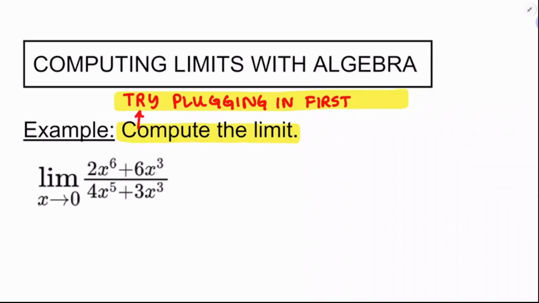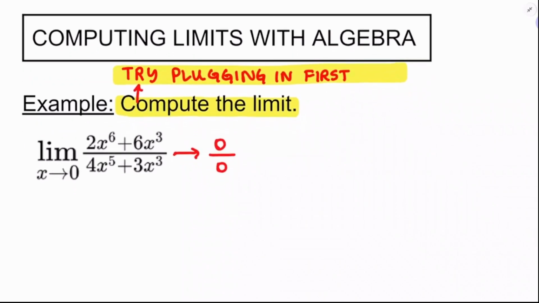Okay, as x approaches 0, if I tried to just plug in, this would go towards 2 times 0 plus 6 times 0 over 4 times 0 plus 3 times 0. A bunch of zeros. 0 over 0. That's not equal to 0 and not equal to 1. It's not equal to anything. It's an indeterminate form is what we call it. But for us, we know that means we're probably sitting on a hole in the graph.